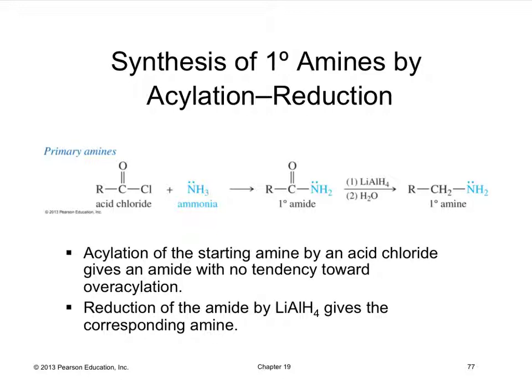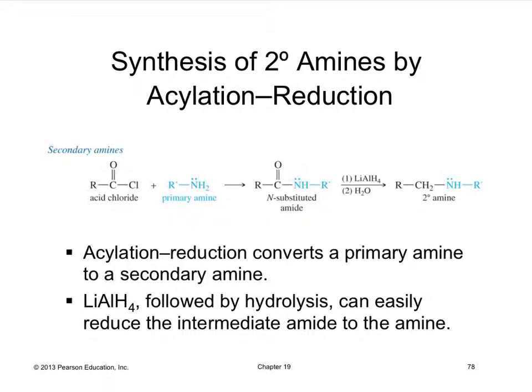You can synthesize primary amines by acylation reduction reactions, in which you take an acid chloride reacted with ammonia. Again, electrons will kick out the chloride, generating the amide, and then you can reduce that with lithium aluminum hydride followed by hydrolysis to generate the primary amine. You can do the same thing, this time reacting the acid chloride with a primary amine.